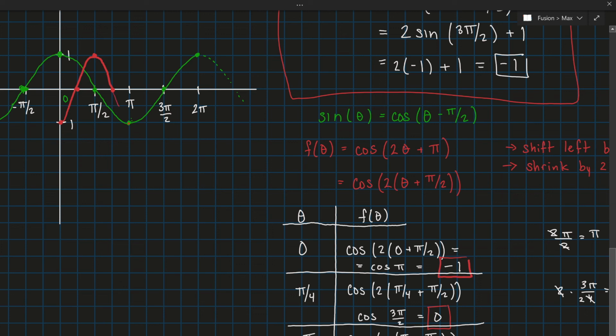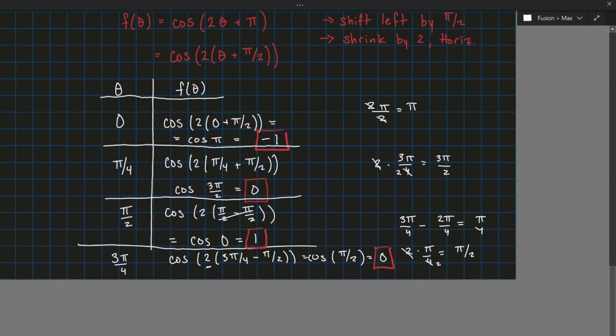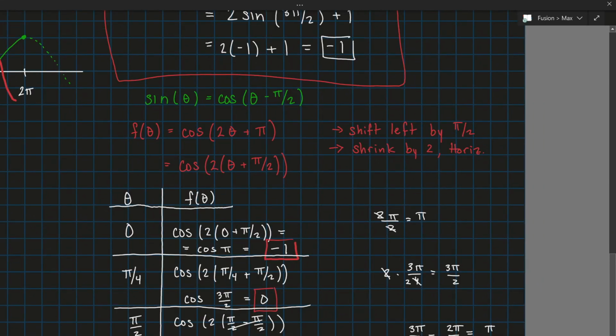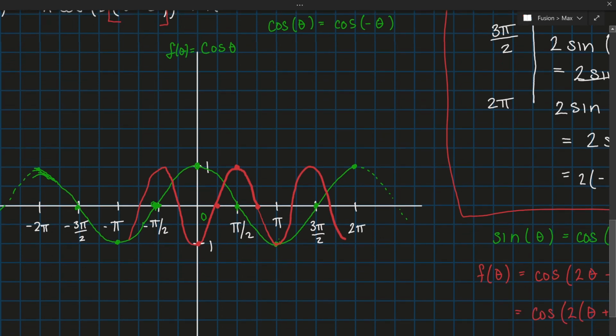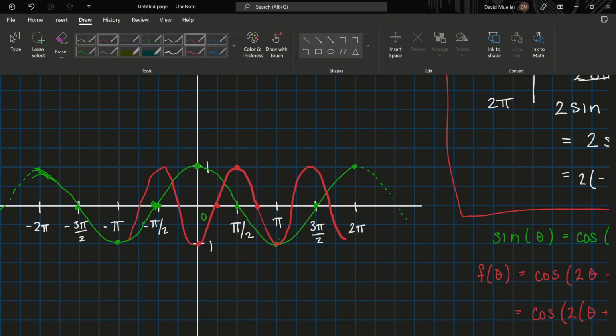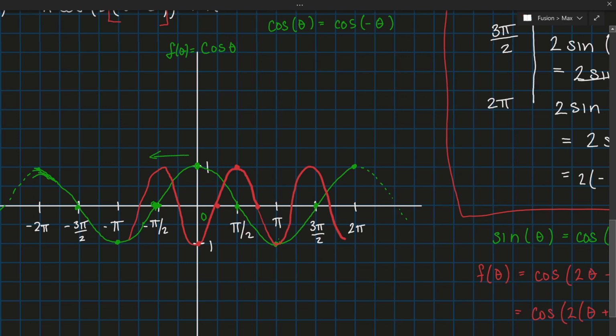But if we keep on going, it's going to look like that, basically. And the same thing on the other side. So you can see that we shrank it, like an accordion almost, by a factor of 2. And we also shifted it left by 90 degrees, by pi over 2 as well. So we shifted this function, this green function, left by 90 degrees.